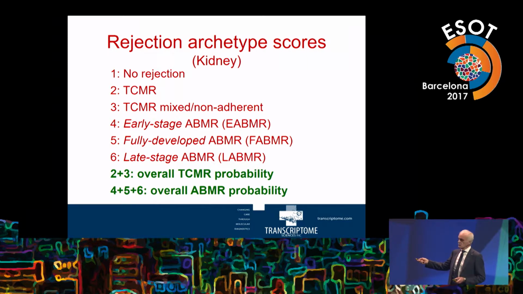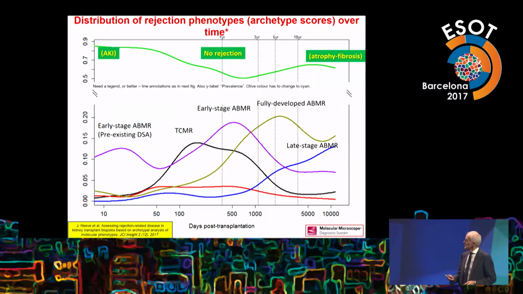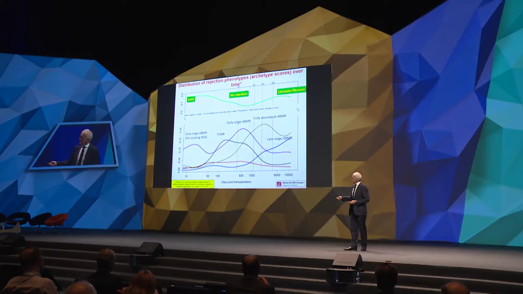This is how we move from the overall smear of the data for all the individuals into categories: no rejection, T-cell-mediated rejection, this interesting T-cell-mediated rejection which is mixed and associated with non-adherence, and early stage, fully developed, and late stage antibody-mediated rejection. Those 6 archetypes seem to be sufficient to explain the variance across the data as categories. They're also distributed in time.